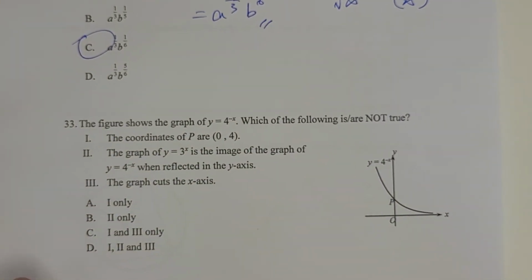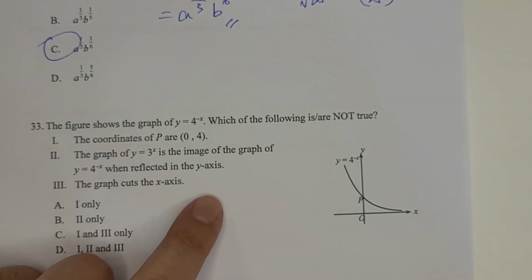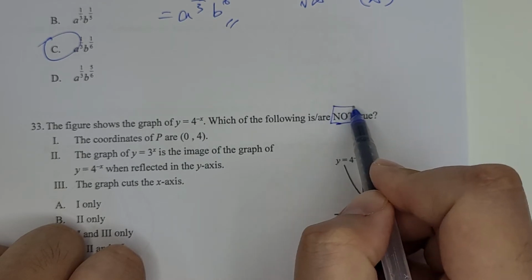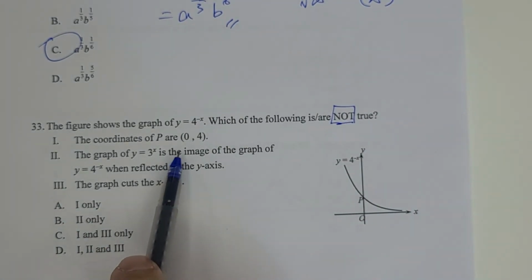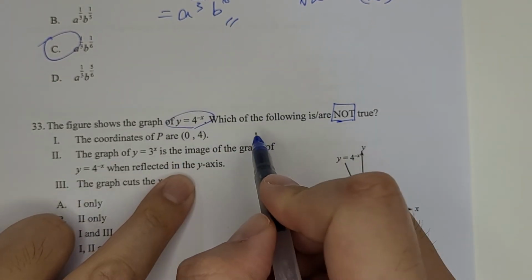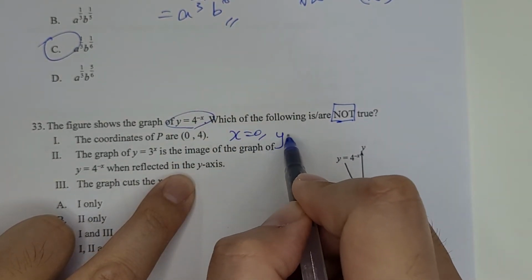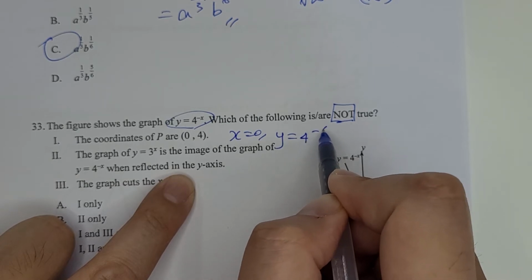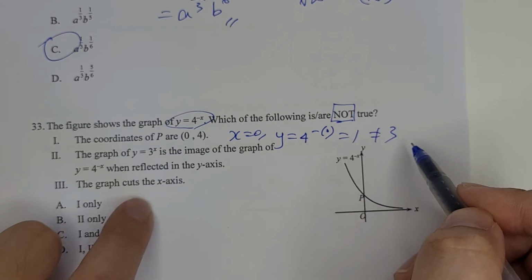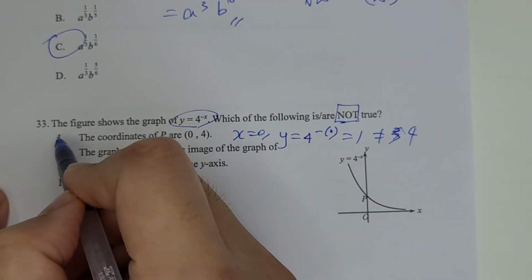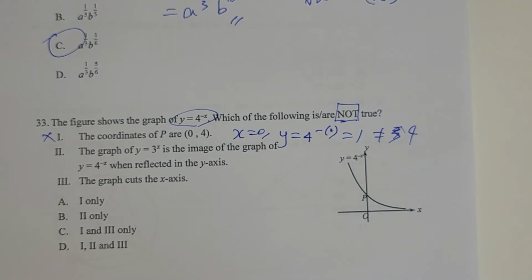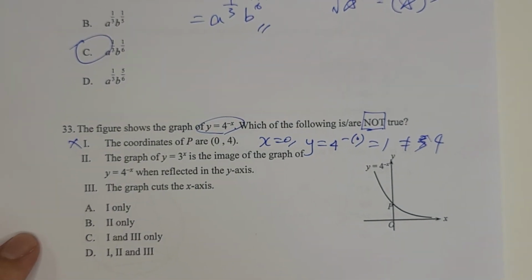Okay, for this one, they show the exponential graph y equals 4 to the power negative x. Which of the following are not true? The coordinate of P is 0, 4. So try to substitute x equal to 0 in this one, okay? When x equals 0, y equals 4 to the power negative 0. That is 1, right? So that is not 4. Therefore, statement 1 is not correct.